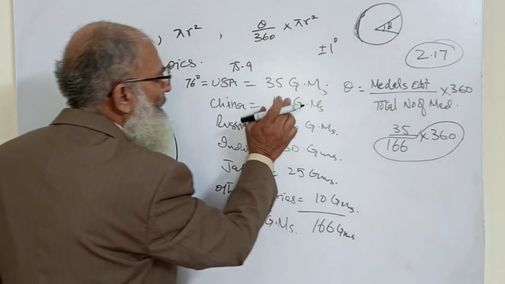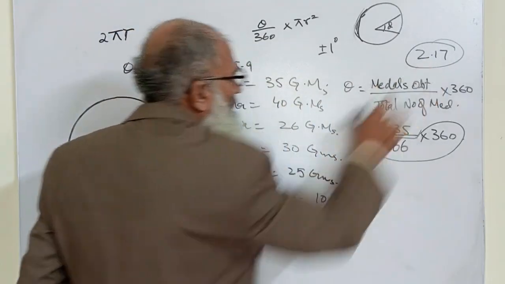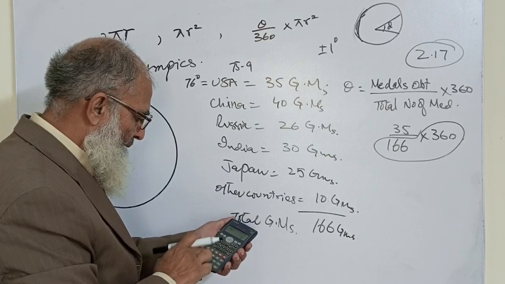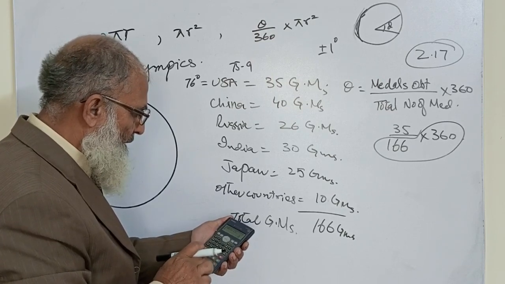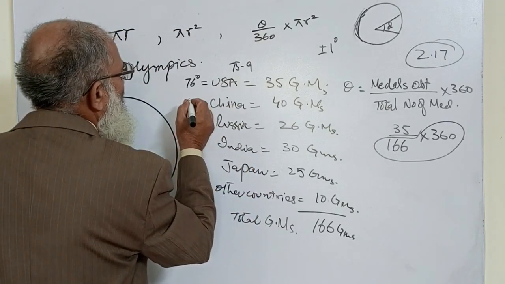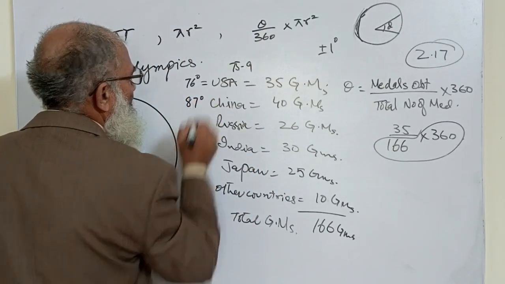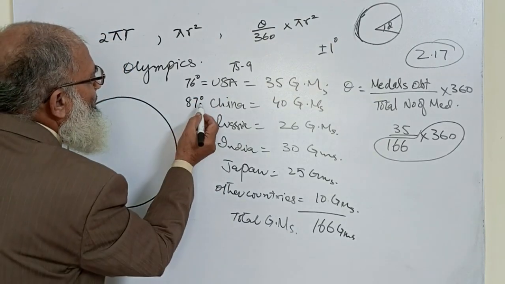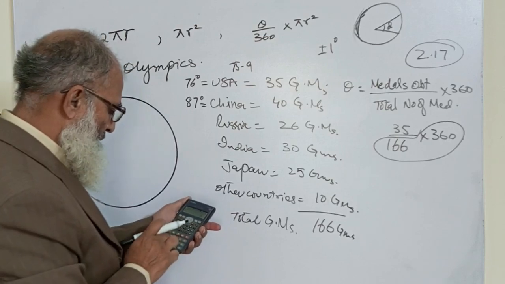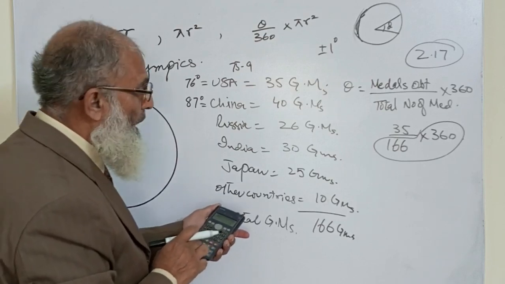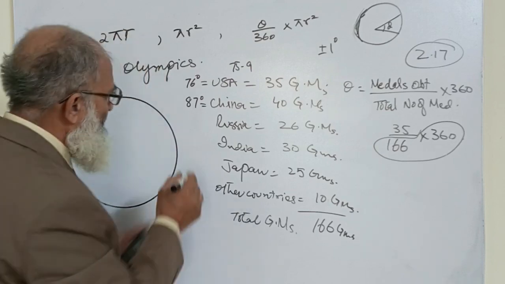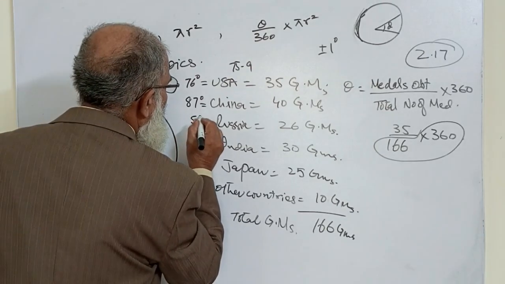Now 40. Multiply this 40 with 2.17. 40 multiplied by 2.17 will become 86.8 degrees, or you can say 87 degrees. It has become 87 degrees. For this, 26 multiplied by 2.17 will become 56 degrees.